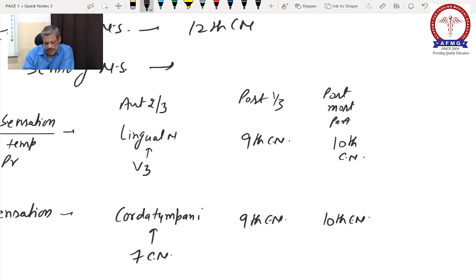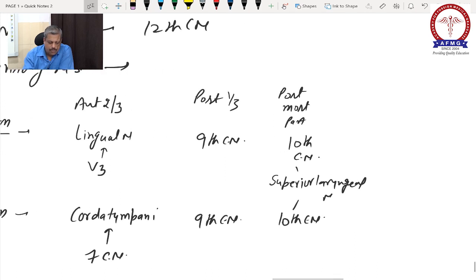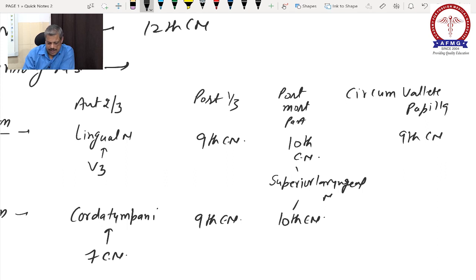Which branch of the vagus nerve? The name of the branch is the superior laryngeal nerve. Now one more column can be added, circumvallate papillae. What is the nerve supply of circumvallate papillae? They are present in the anterior 2/3 of tongue, but they are supplied by the nerve of the posterior 1/3. General sensation is carried by the glossopharyngeal nerve, and taste sensation is also carried by the 9th cranial nerve. So this is the sensory nerve supply of the tongue.